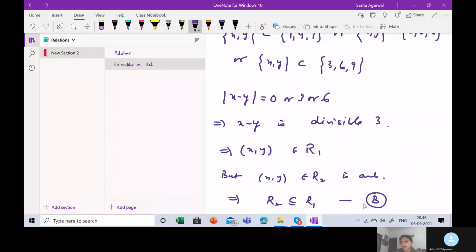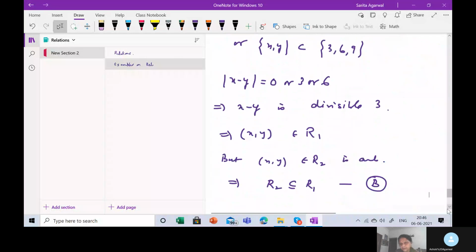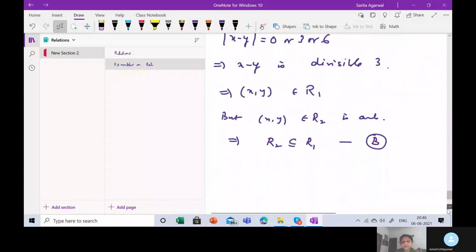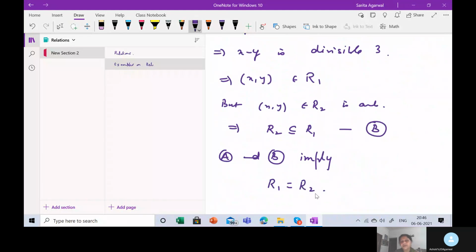So A and B imply that R1 equal to R2. This is the proof.